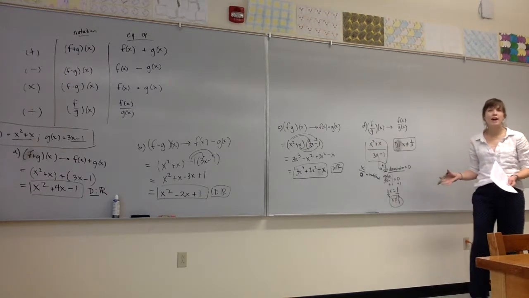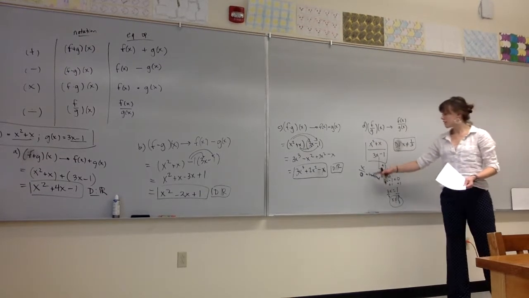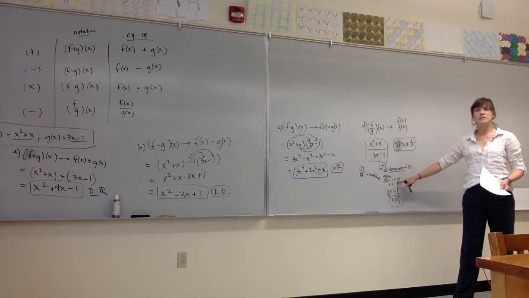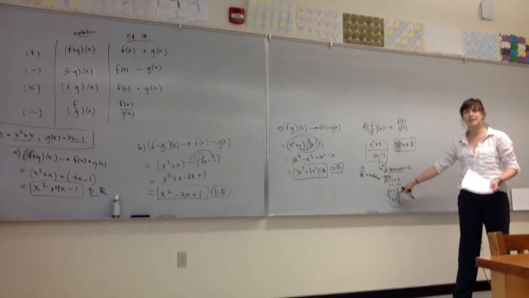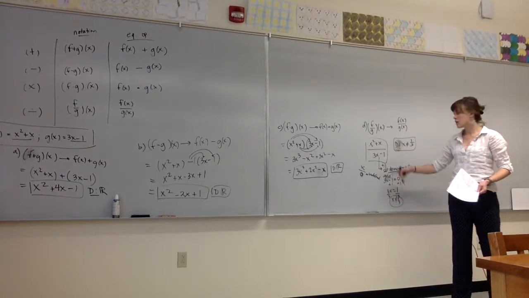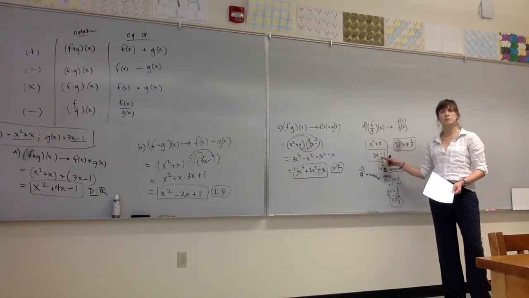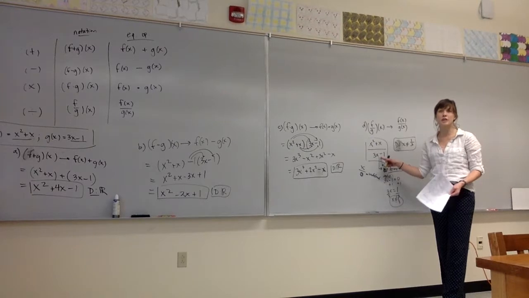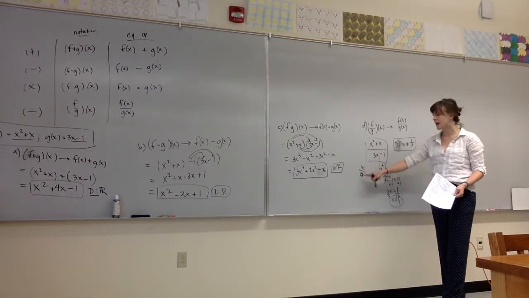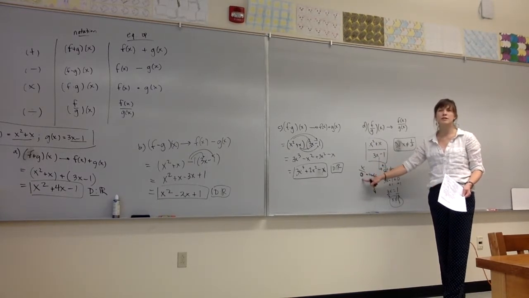So anytime I have a function, how do you set it to 0? You just put in 3x minus 1 equals 0, and then I'd move the 1 over and solve for x. So in order to get this equal to 0, x would be equal to 1/3, which I don't want, because I don't want this to be undefined. Because if it's over 0, it's undefined.